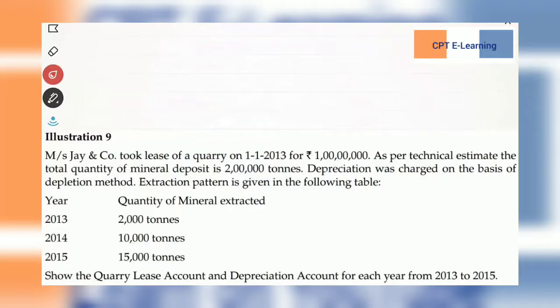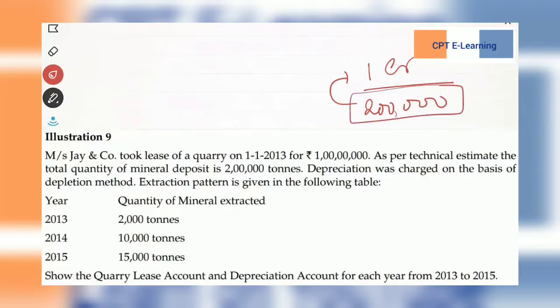So this method, again I'd like to remind you, is a ditto copy of the hours or the product method. See how many tons of minerals you have? You have close to about 2 lakh tons of minerals. So the total units you have is 2 lakh. For incurring these 2 lakh tons of mineral, what is the cost that you incurred? You incurred 1 crore. Right, so this 1 crore should be amortized over these 2 lakh tons of mineral.